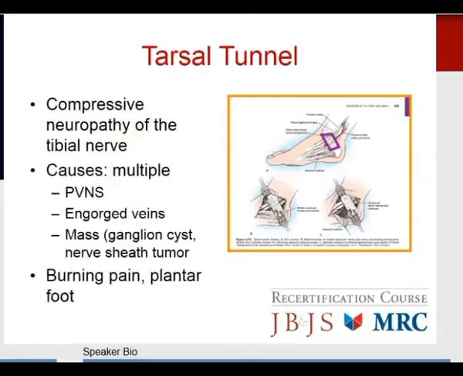Tarsal tunnel syndrome is a compressive neuropathy to the tibial nerve. Multiple causes. You can have some type of space-occupying lesion, engorged veins, or some type of mass pressing on that nerve in that very tight zone in that region.